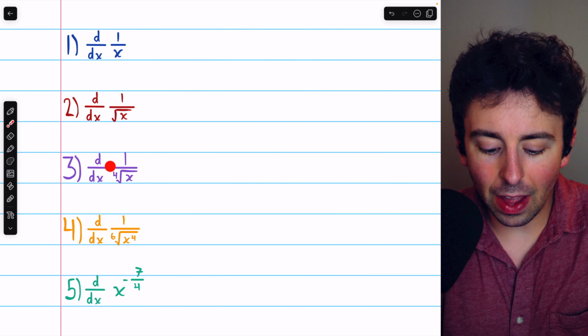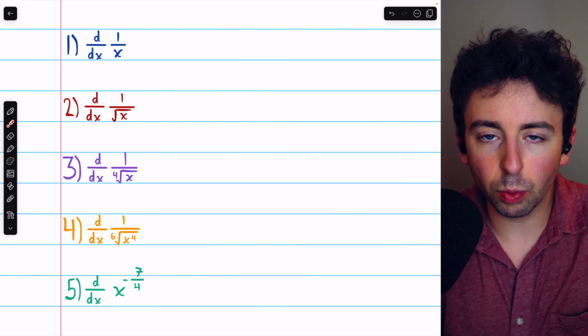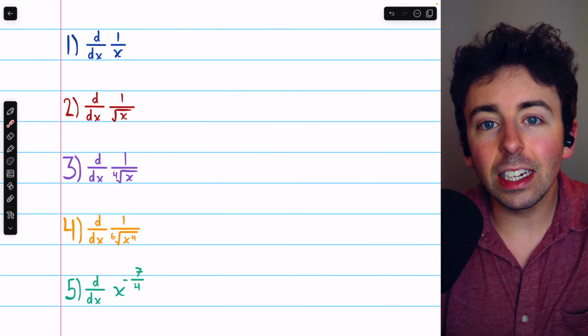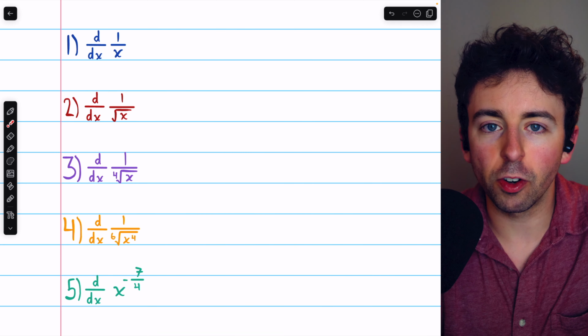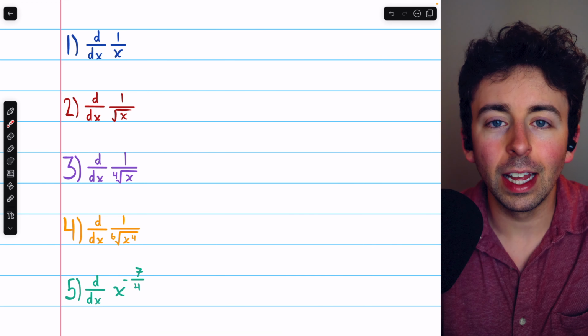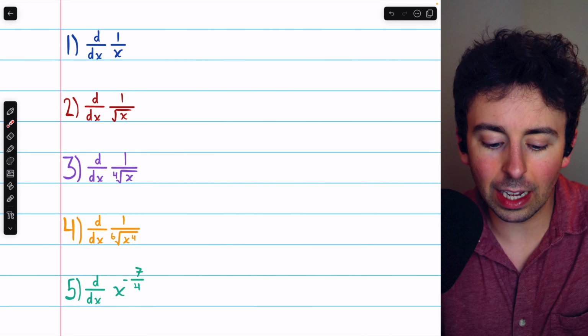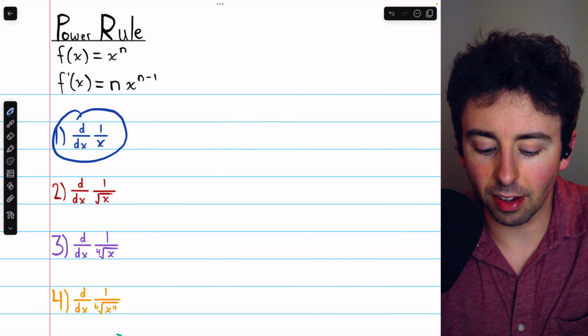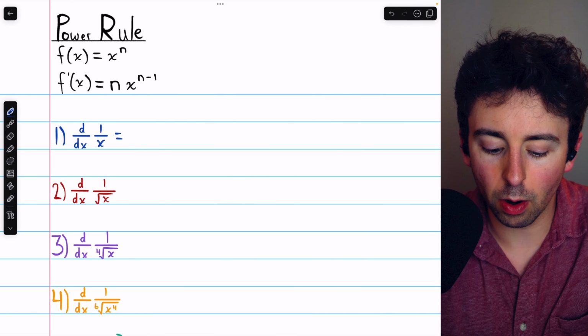Let's do these 5 examples of taking derivatives, which will all require the use of negative exponents. In each case, we'll rewrite the expression as just x to some power, and in each case, that power will be negative, and then we'll just apply the power rule. In this first basic example, we're taking the derivative of 1 over x.